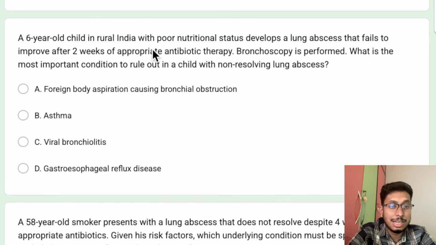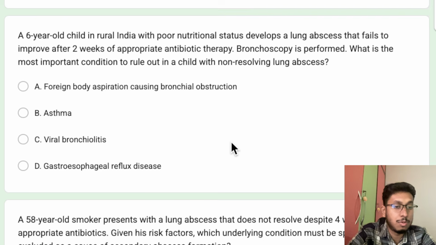There is a child in rural India with poor nutritional status who developed a lung abscess that failed to improve after 2 weeks of appropriate antibiotic therapy. What do you need to suspect when there is antibiotic therapy failure? You need to suspect malignancy, you need to suspect foreign body obstruction, and you need to think in terms of surgical therapy. So bronchoscopy has been performed here. What is the most important condition to rule out in a child? In a child with a non-resolving lung abscess, cancer will be the second differential. The first differential will obviously be foreign body aspiration causing bronchial obstruction.